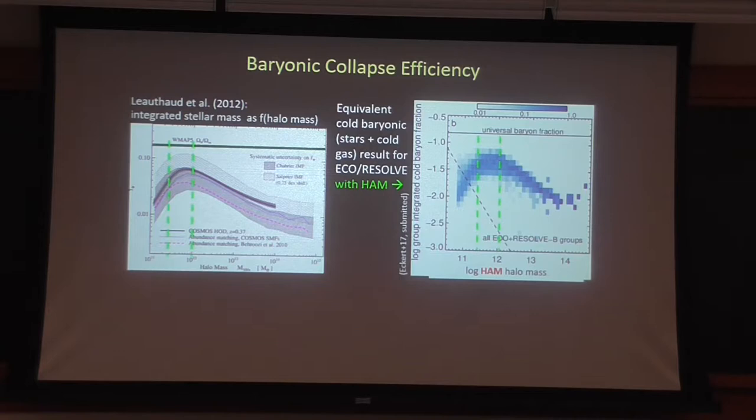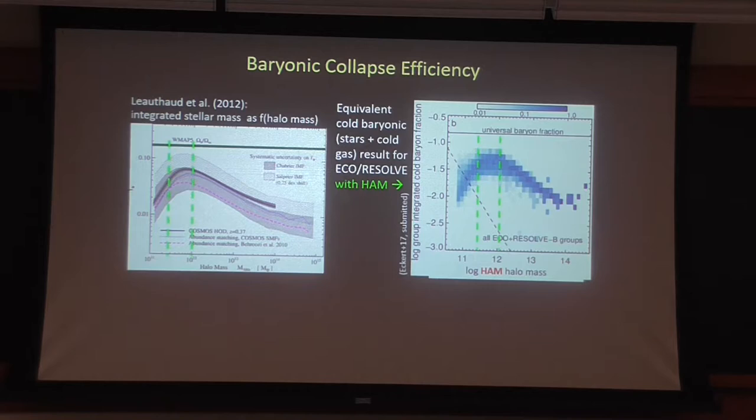So we're going to see how effective this was by looking at the baryonic collapse efficiency. And what I mean by baryonic collapse efficiency is modeled on some work by Lathod et al. in 2012, where they looked at the integrated stellar mass as a function of halo mass. And so this is the fraction of stellar mass over halo mass. They talked about the maximum galaxy formation efficiency being at this peak, which you can see is pretty close to the bimodality scale.